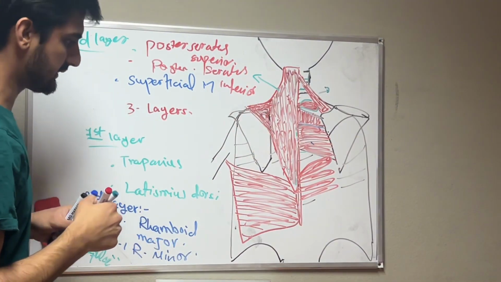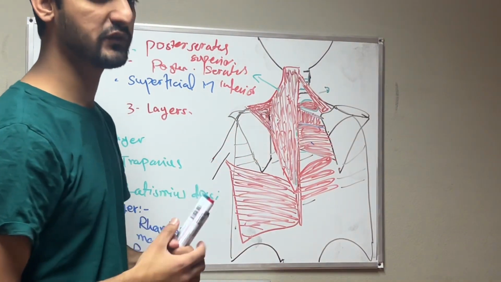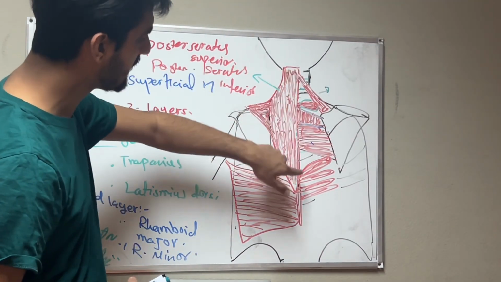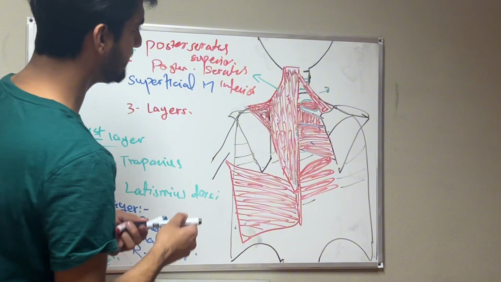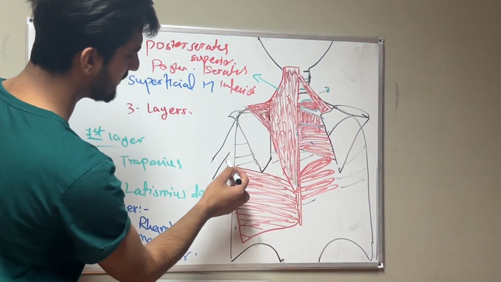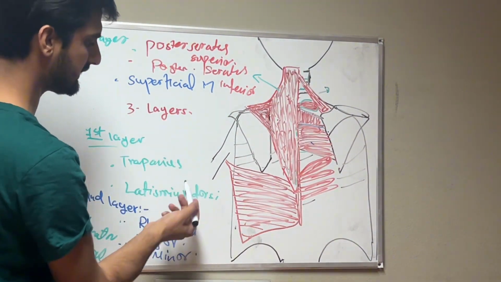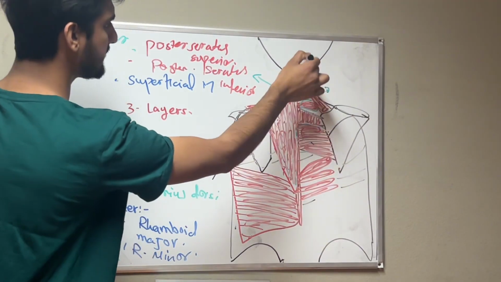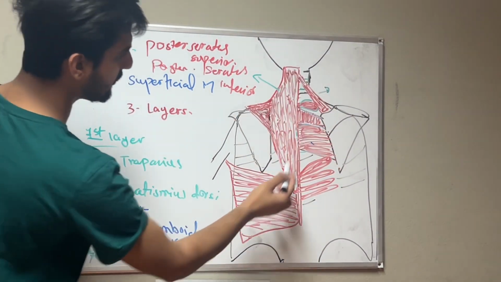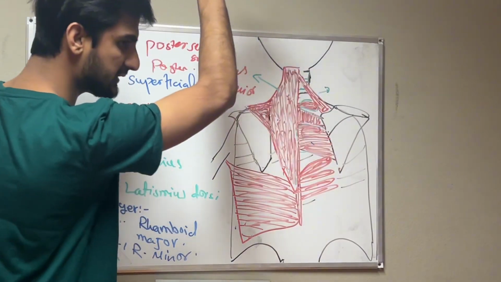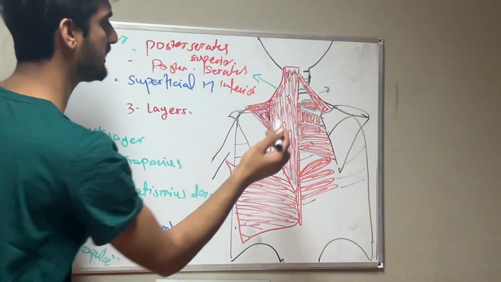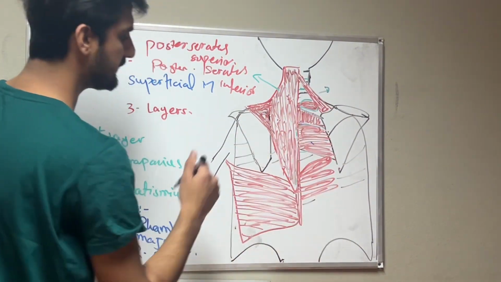Okay, again repeating, three layers we have in the superficial muscle of the back. First layer we have trapezius muscle. Then we have latissimus dorsi muscle. This is the first layer. Second layer we have rhomboid major, rhomboid minor, and levator scapulae muscle. And third layer we have posterior serratus superior muscle, because upper side. That's why on the back side we call it posterior in terminology. Posterior superior muscle and posterior inferior muscle.